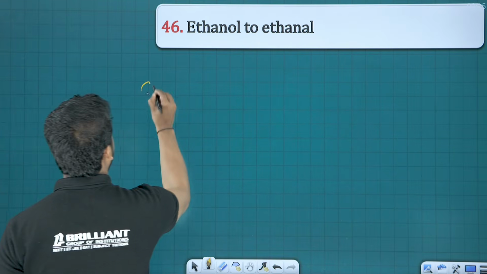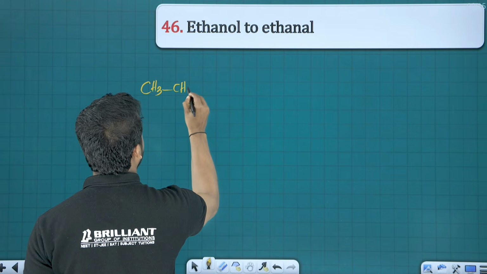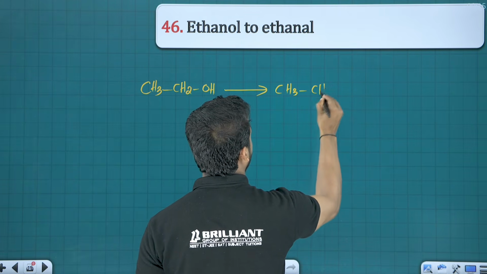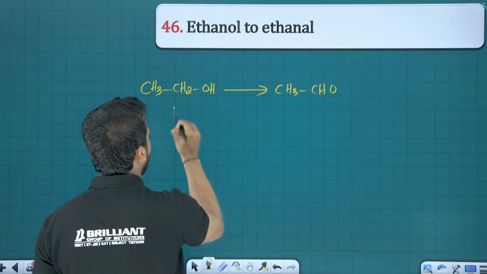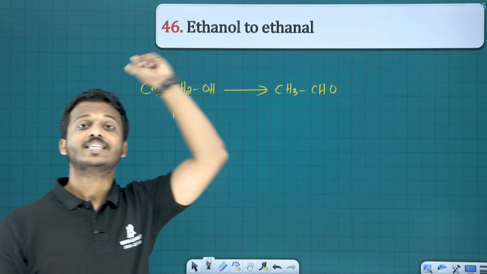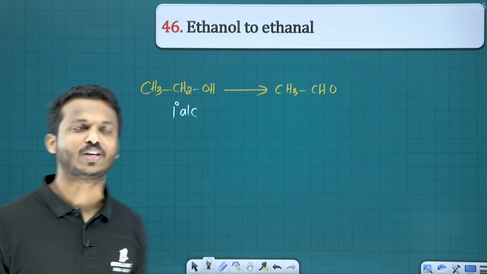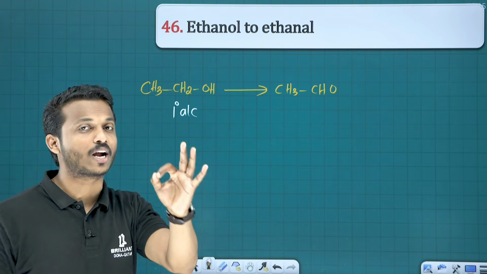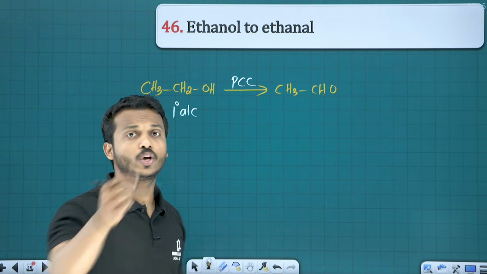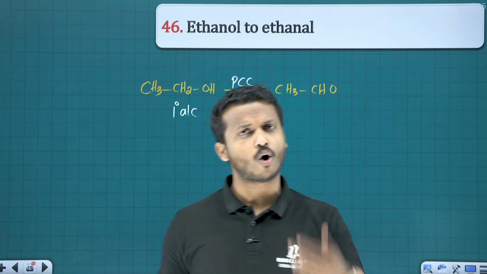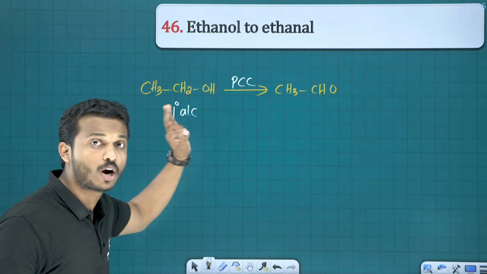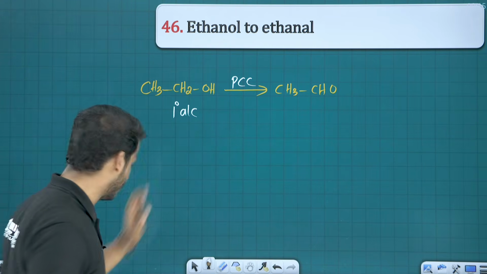Next one, ethanol. What is ethanol? CH3CH2OH. Ethanol to ethanal. Simple reaction. Dear, it's a primary alcohol. Primary alcohol on oxidation, you get aldehyde. Secondary alcohol on oxidation, you get ketone. Which is the best reagent to convert a primary alcohol to aldehyde? That is PCC, pyridinium chlorochromate. Or we can use anhydrous CrO3 or copper at 573 K. But best is what? Primary alcohol to aldehyde, PCC.